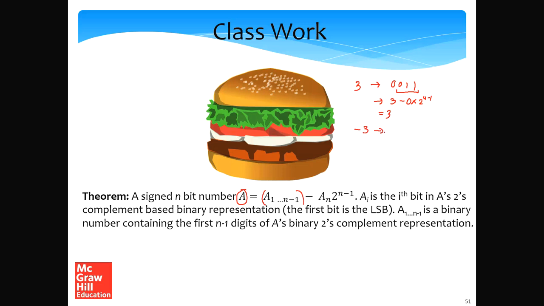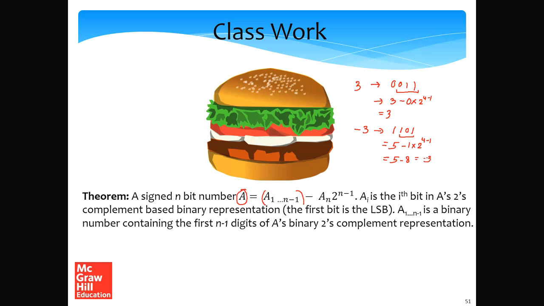But the important case is a negative number, so let's consider minus 3. Minus 3's representation in a 2's complement system is 1101, right? So basically this is equal to, let's consider this number, 101, which is 5, minus the MSB, which is 1, times 2 to the power 4 minus 1. 2 raised to the power 4 minus 1 is 2 cubed, which is 8, so this is the same as 5 minus 8.